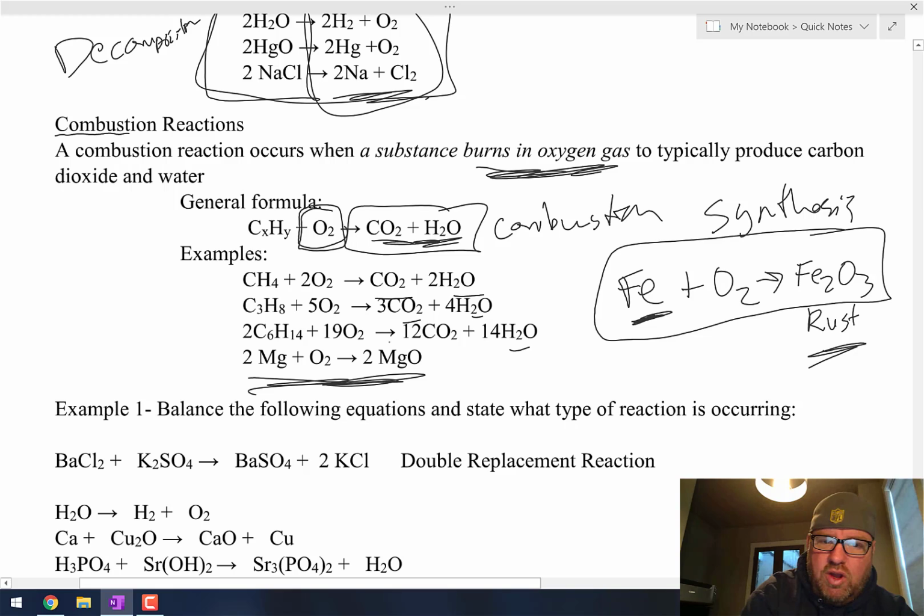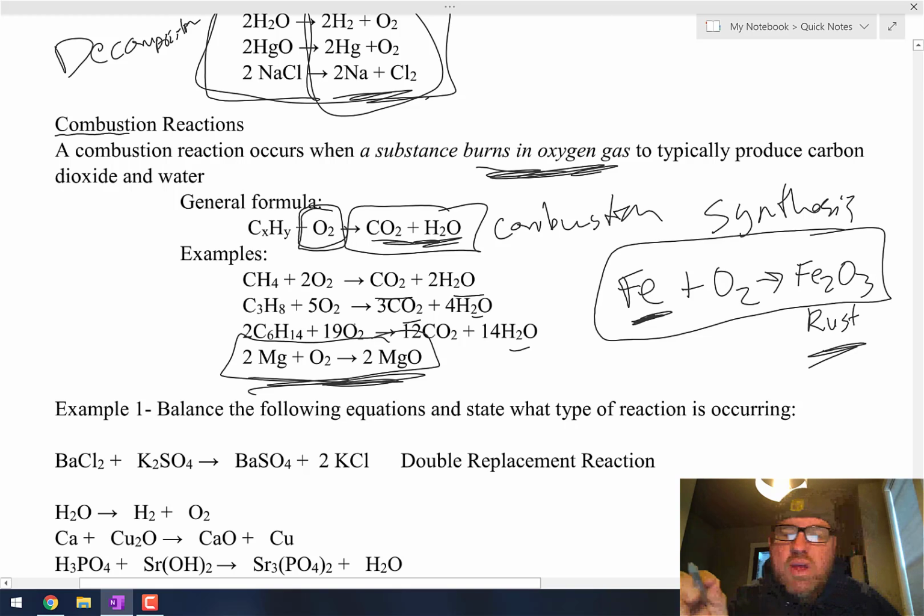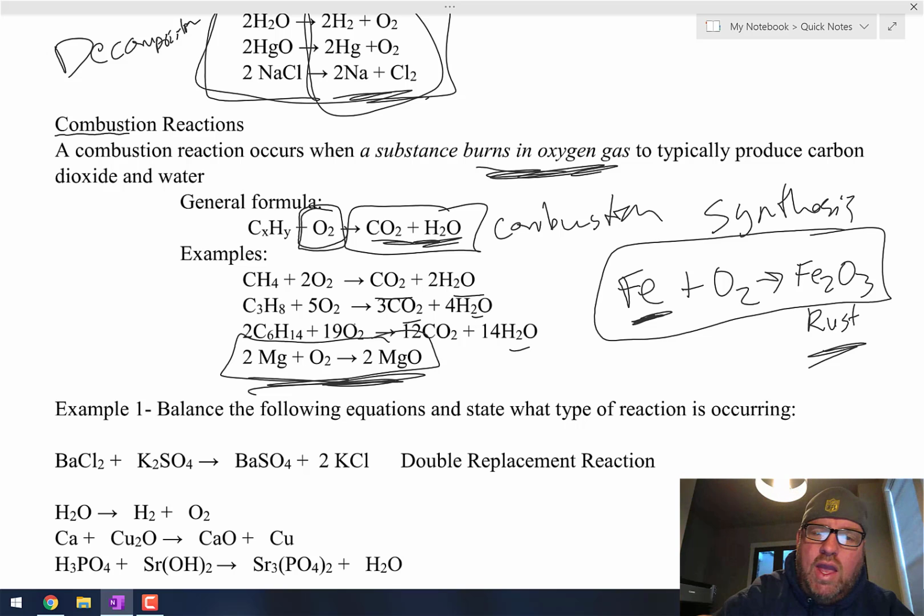And that does bring up a good point. So's this one. Sometimes a reaction can fall into more than one category. That magnesium plus oxygen one absolutely is a synthesis reaction. It's also, if I give you some more additional information, a combustion reaction.